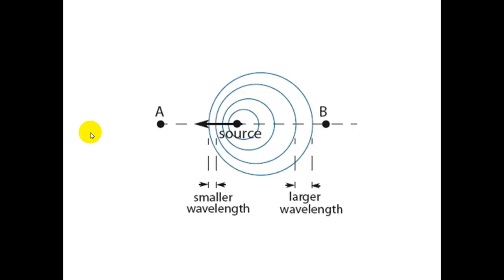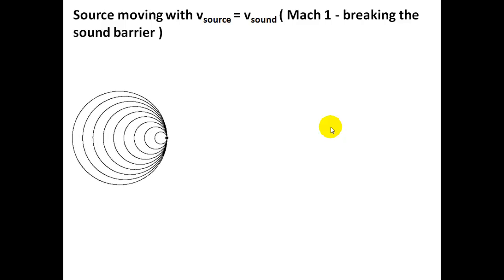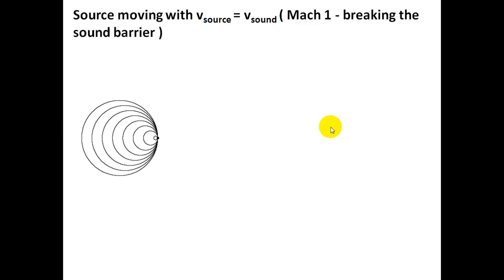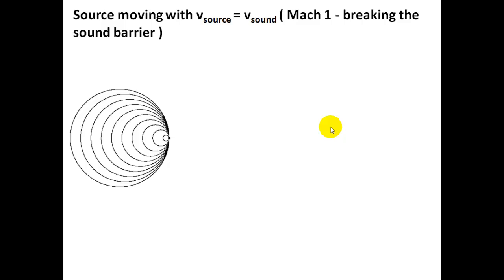Here we see the same thing again. In front of the source, the wavelengths are bunched together. Behind the source, they're spaced out. If the source is moving at the same speed as the wave, the wavelengths get basically crushed together, so you don't hear the source until it is level with the observer.